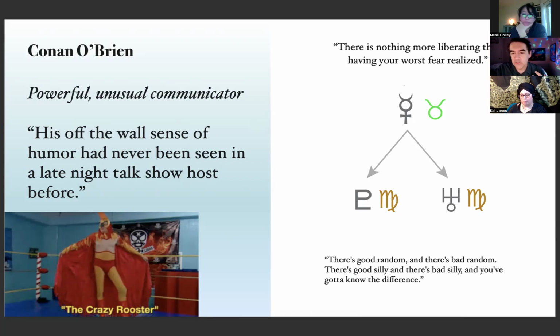He also says, "There's good random and there's bad random. There's good silly and there's bad silly, and you've got to know the difference." And when I think about that, knowing the difference sounds very mercurial, right? And the Pluto and the Uranus are like these crazy scenarios, unexpected things, the intensity that he brings. And that Mercury in Taurus is like, okay, that's not funny. Boy, what if we changed a little bit? This could be funnier. And over here, you can see him as one of his characters, the crazy rooster. Just Uranus.